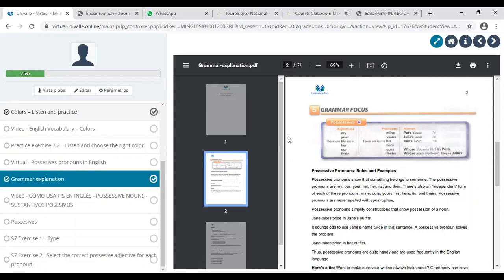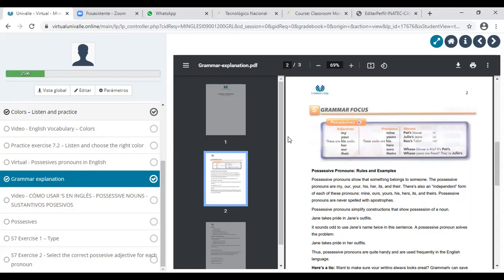The possessive pronouns are my, our, your, his, her, its, and their. There's also an independent form of each of these pronouns, which in this case are mine, ours, yours, his, sorry, hers, its, and theirs. Possessive pronouns are never spelled with apostrophes, okay? De igual manera, muchachos, de acuerdo a los pronombres posesivos, tenemos los posesivos adjetivos, tenemos los pronombres posesivos, que son my, your, his, her, ours, theirs, ¿ok?